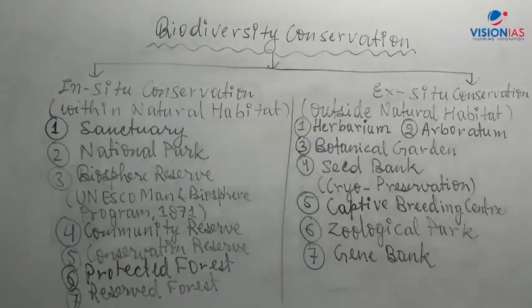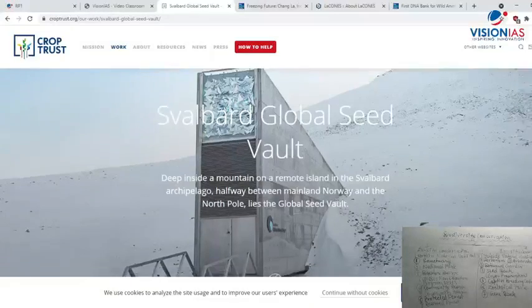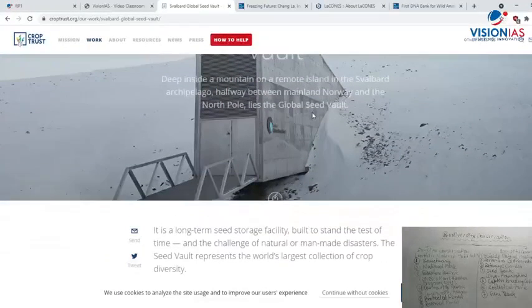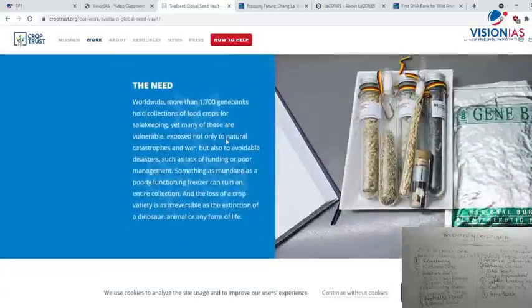All right, guys. Let me now go through it one by one. This is the Svalbard seed bank, the global seed vault. This is where India has also given seeds, and it is very important. It is called Doomsday. It's deep inside a mountain on a remote island in Svalbard. Svalbard is an island near the North Pole, and it comes under Norway. You can see it in the map there. And there the seed bank has been made.